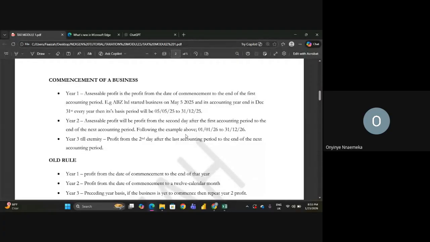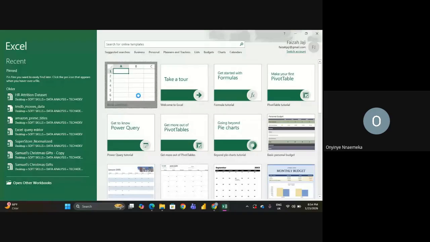So now let's take the example here. ABZ Limited started business on what? 5th of May 2025. And its accounting year end is December 31st every year, right? So let me use Excel here to make things easier.